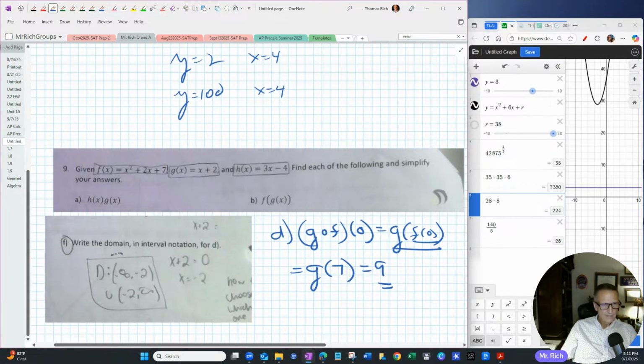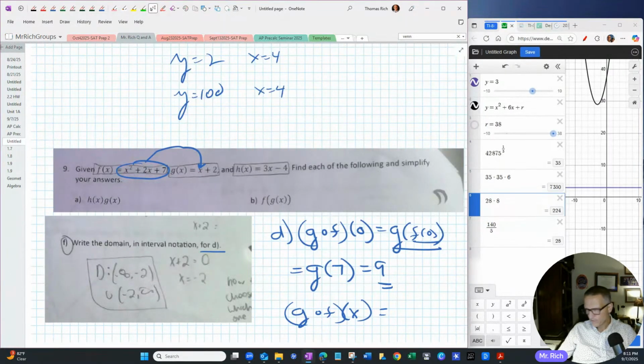So when they say write the domain for part D, I assume what they are talking about is g composition f of x. I believe that's what that means. But g composition f is just a quadratic, because you would be putting this quadratic into the g function, in which case it would be a quadratic function whose domain would be all real numbers, negative infinity to infinity.